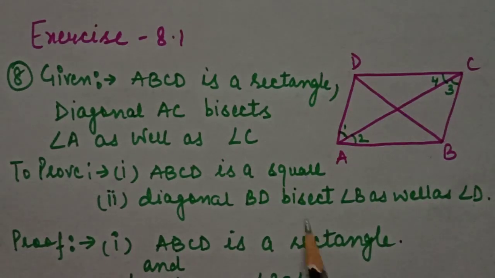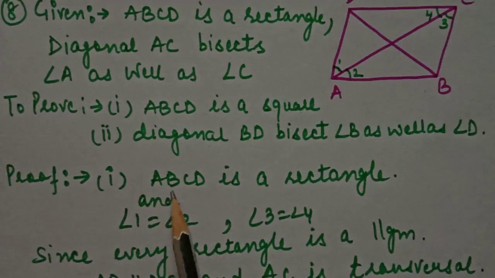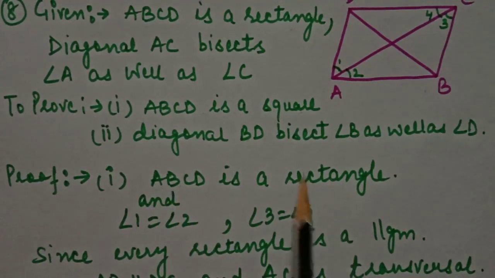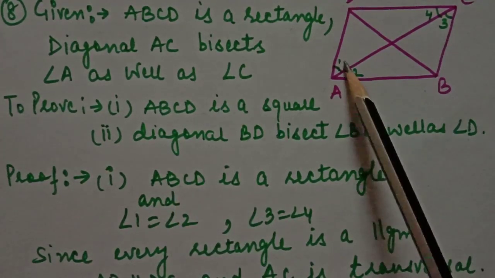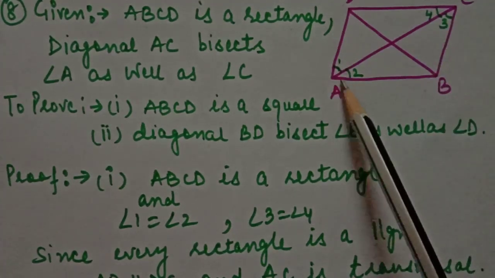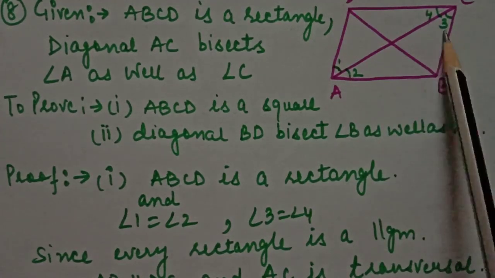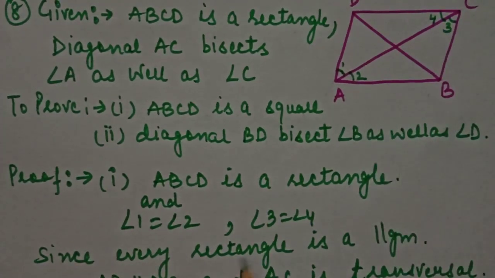So students, we have to start the proof. We know that ABCD is a rectangle, and these two angles are equal to each other. It is given because angle A is bisected by AC. So angle 1 is equal to angle 2, and angle 4 is equal to angle 3. Since every rectangle is a parallelogram, we know it very well, every rectangle is a parallelogram.